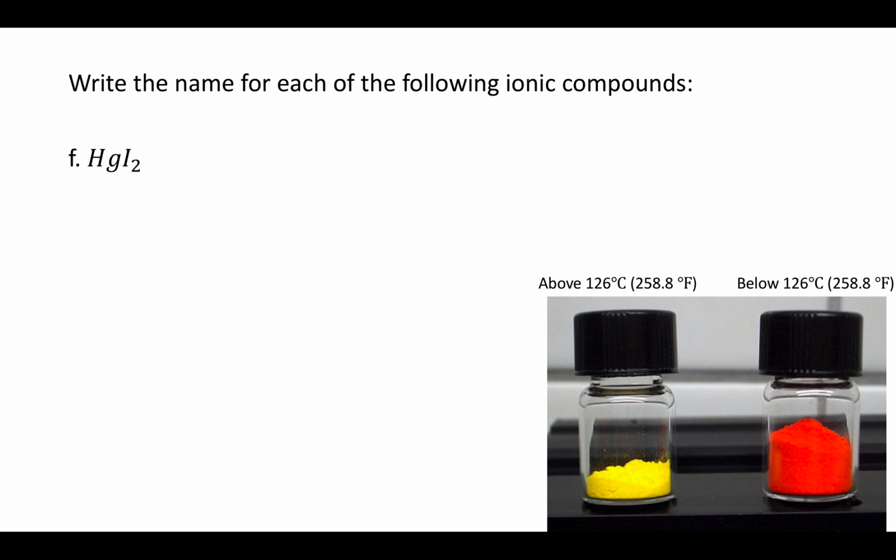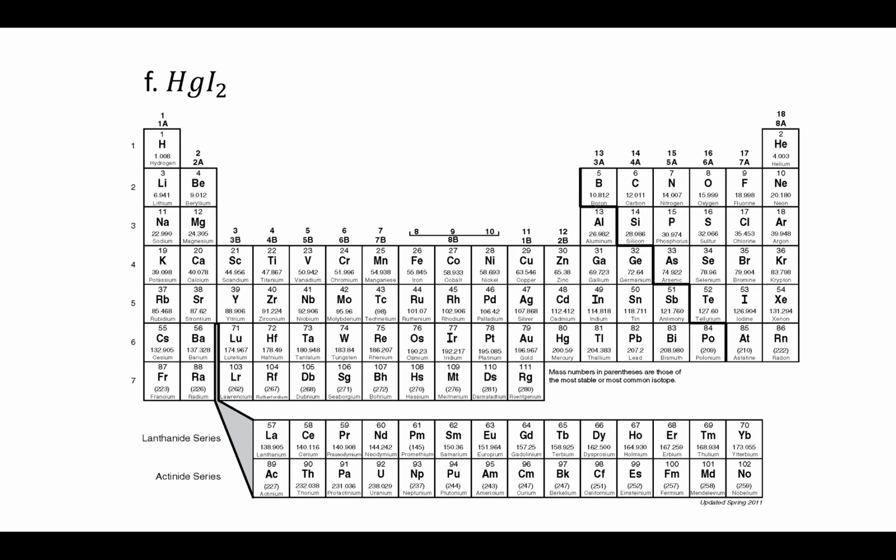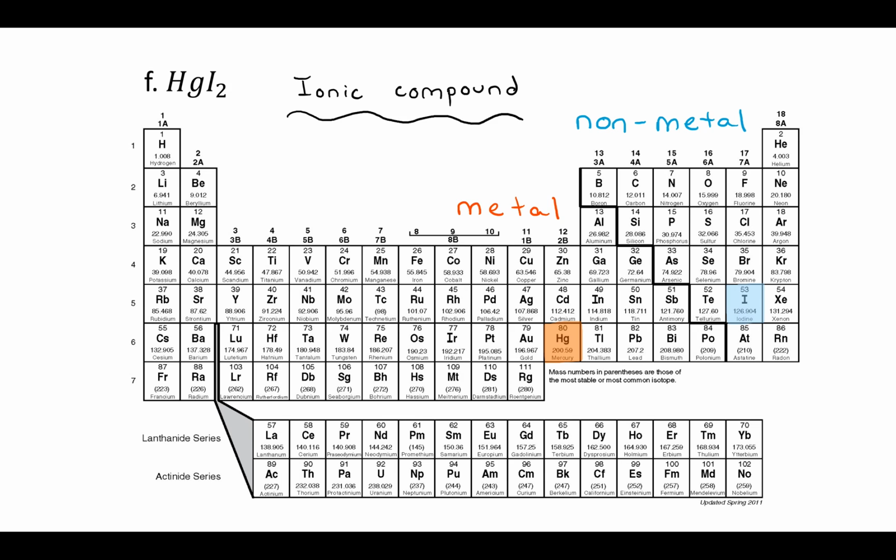How about HgI2? This can be different colors depending on the temperature. We'll talk about that in a second, but first, what's the name of this? So first, let's make sure that it's an ionic compound. Hg is to the left of that staircase, so it's a metal. I is to the right of the staircase, so it's a nonmetal. When you react a metal with a nonmetal, you'll get an ionic compound.